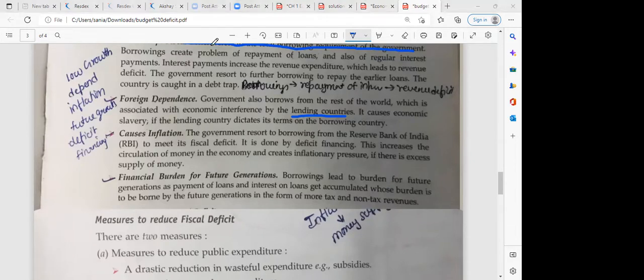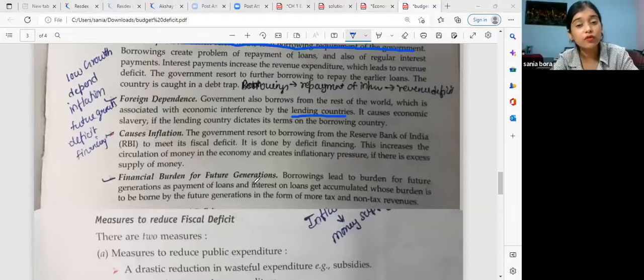Okay. Next, financial burden for future generation. You know that if you borrow today, the government which is going to come will have to pay, right? So borrowing leads to a burden for future generations as repayment of loans and interest on loans get accumulated. This burden is borne by future generations in the form of more tax and non-tax revenue. They have to pay the loans plus the interest, so interest keeps getting added on.